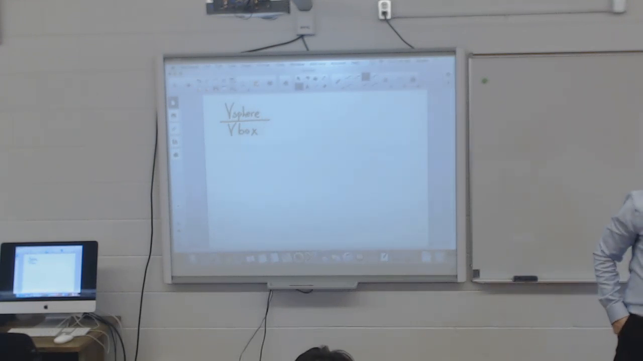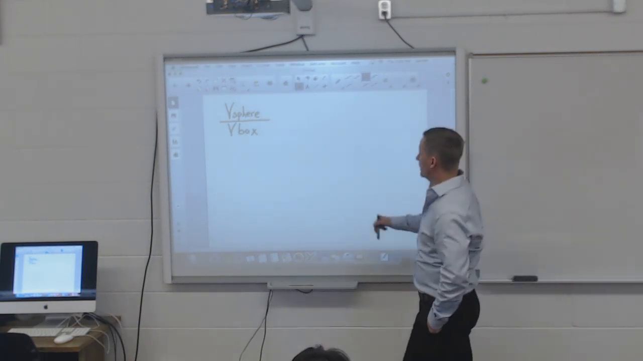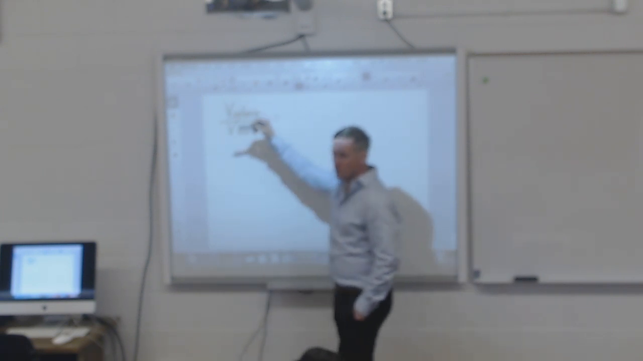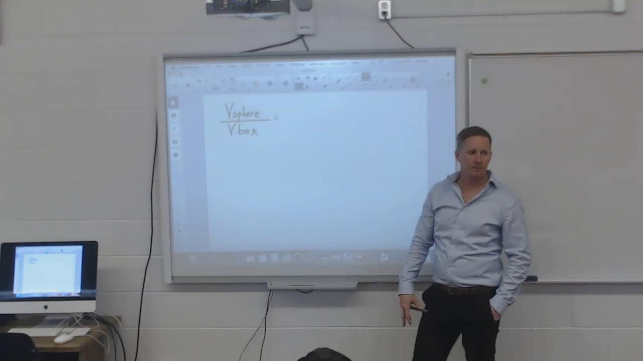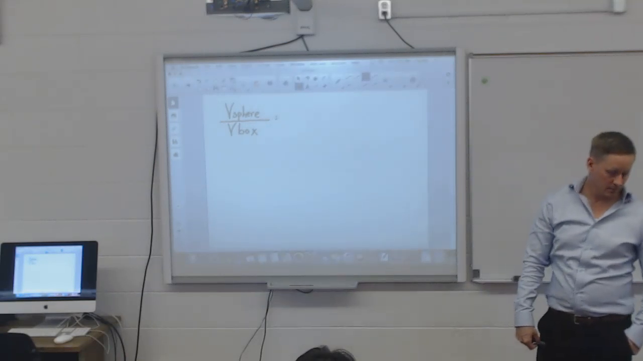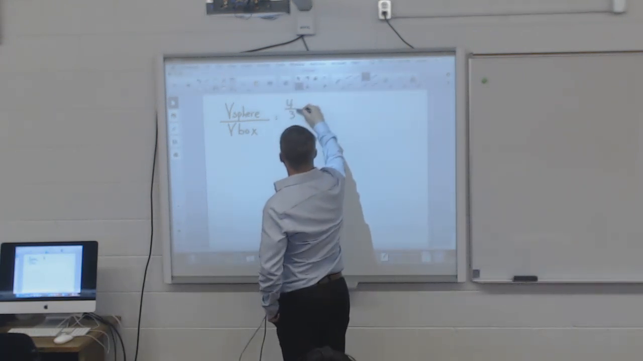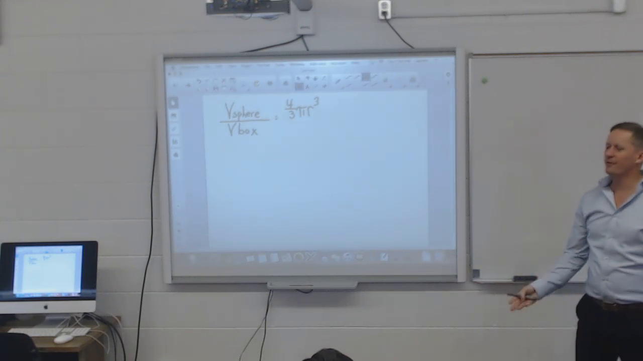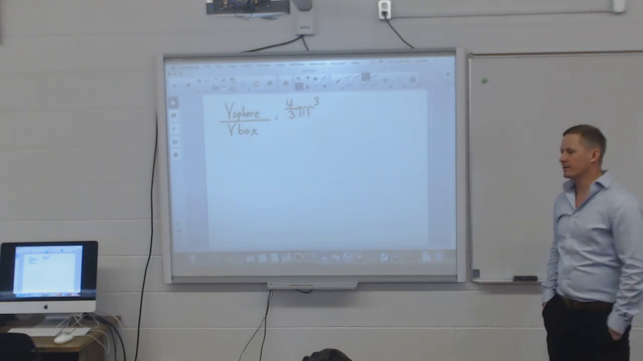Alright, how do I find the volume of a sphere? What's the equation? Does anybody know? The sphere? 4 pi r cubed over 3. Yeah. Okay, so it's 4/3 pi r cubed. That's the volume of a sphere. How do you find the volume of a box? Length times width times height.